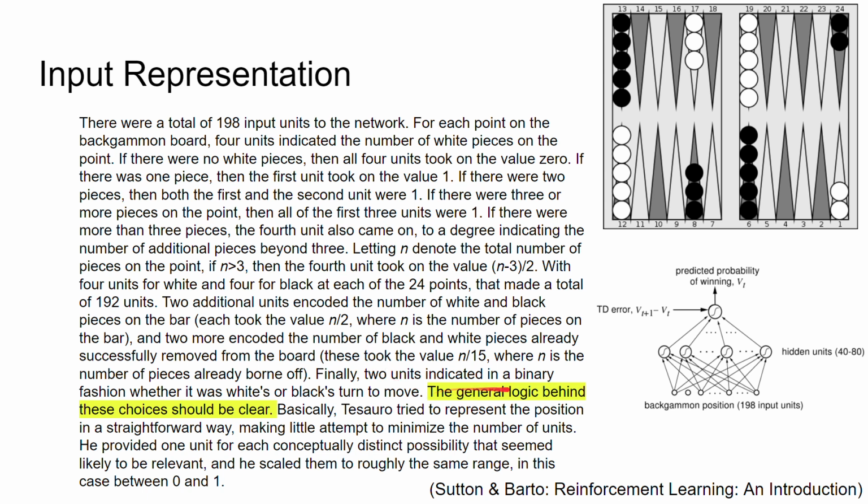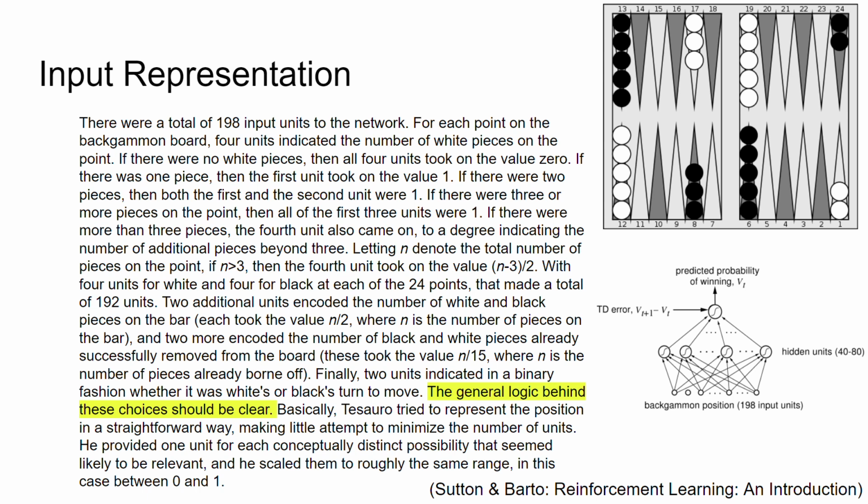And then I love this particular statement. They went through that bizarre long process, and they say the general logic behind these choices should be clear. There are simpler ways to do that, but the idea here is trying to represent the position in a straightforward way. They didn't really attempt to minimize the number of units, but wanted to set things up so that conceptually distinct situations were represented in separate ways.